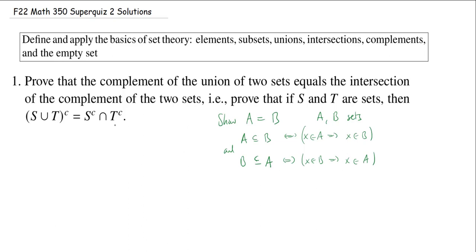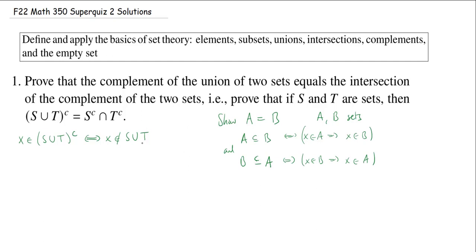And I said we're going to do it kind of in a slick way because I'm going to do both directions at once, essentially. All right, so let's consider if I had X in the complement of S union T. Well, what would that mean? That would mean that X is not in S union T. And that's an equivalence. If X is not in the union of S union T, that means it's in the complement of S union T. Okay, well, what does it mean that X is not in S union T?